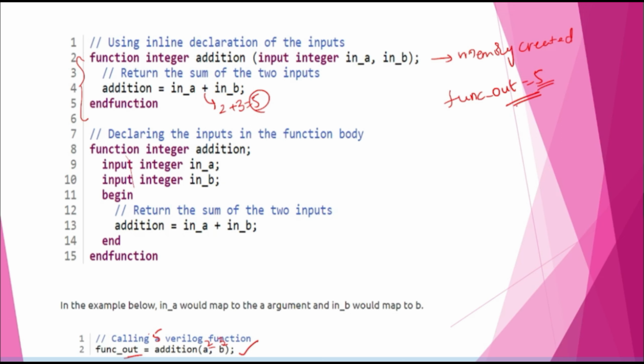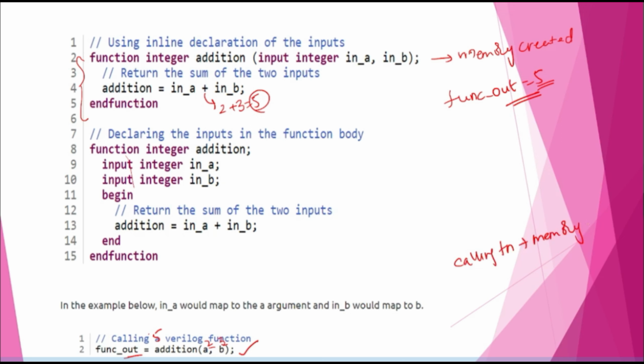So that means it is storing the value in the memory. As soon as it is returned, the value is stored in some part of the memory in a static function. But in a dynamic function, as soon as you are declaring it, the memory is not being created. The memory is created when you call the function.